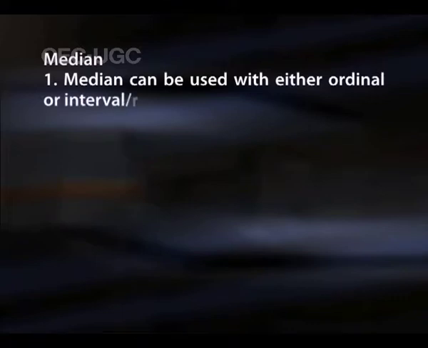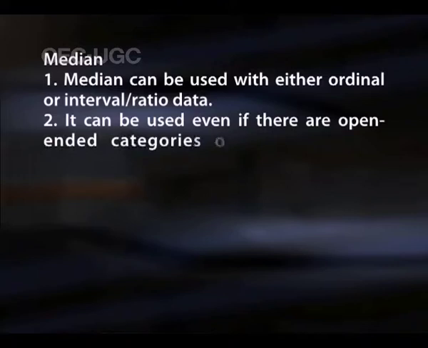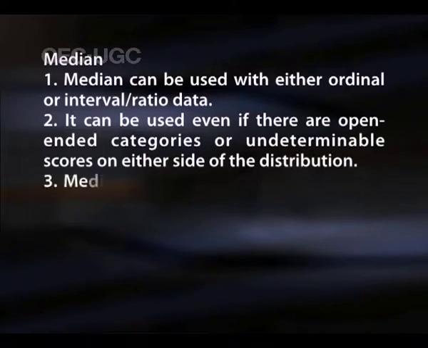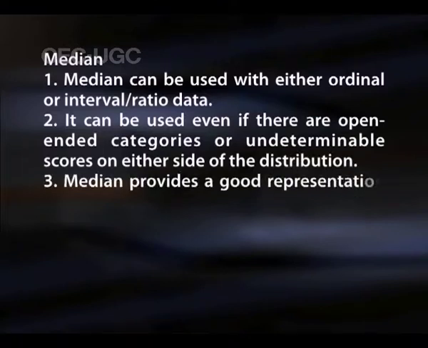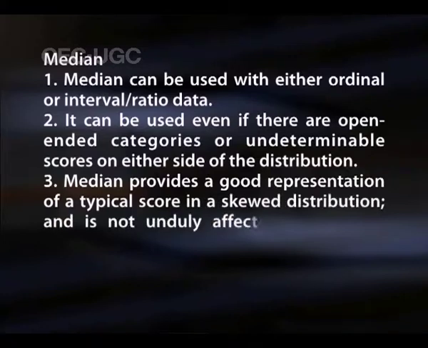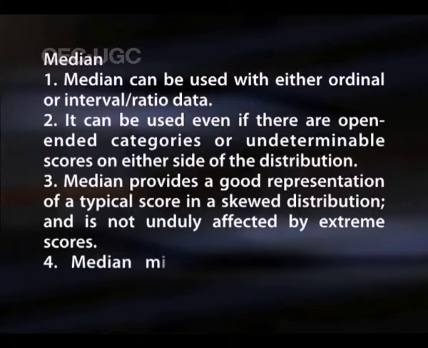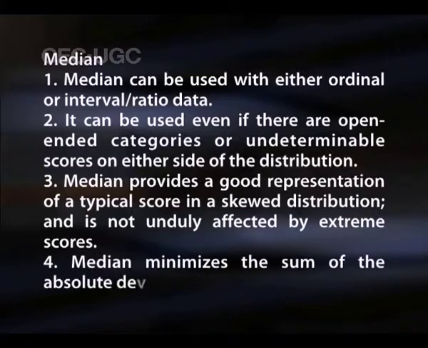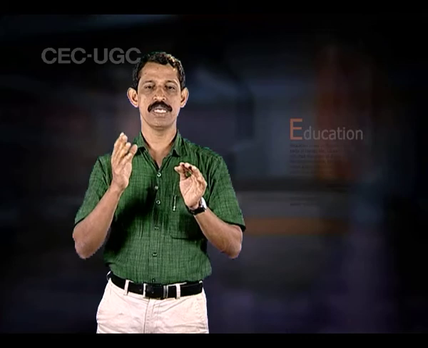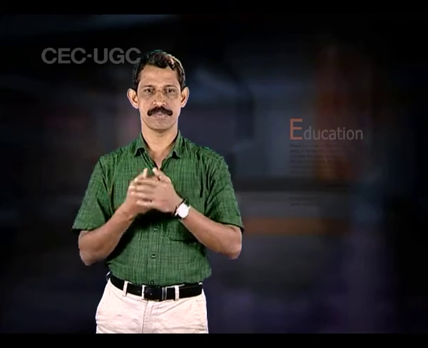Advantages of median. Median can be used with either ordinal, interval or ratio data. It can be used even if there are open-ended categories or undeterminable scores on either side of the distribution. Median provides a good representation of a typical score in a skewed distribution and is not unduly affected by extreme scores. Median minimizes the sum of the absolute deviations, that is, the sum of score distances from the median, ignoring sign, is less than it would be from any other location in the distribution.